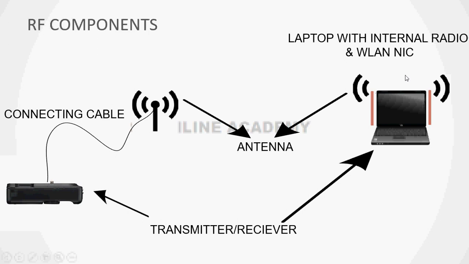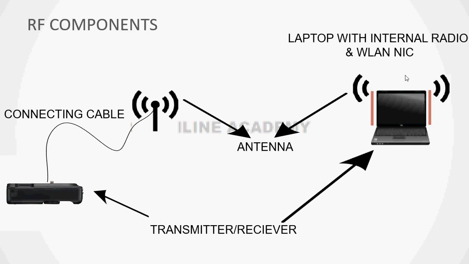A receiver takes the carrier signal that is received from the antenna and translates the modulated signal into 0s and 1s. So whatever signal is received from the receiving antenna is passed to the receiver, and the receiver demodulates it and translates it into 1s and 0s, which is a readable form for computers for further processing. So these are the RF components.